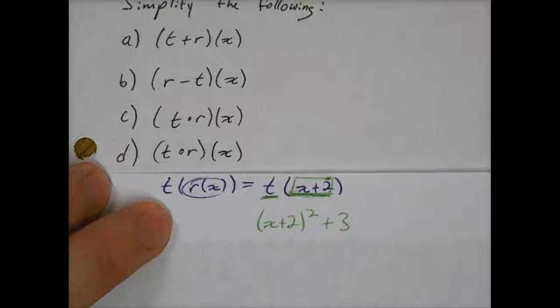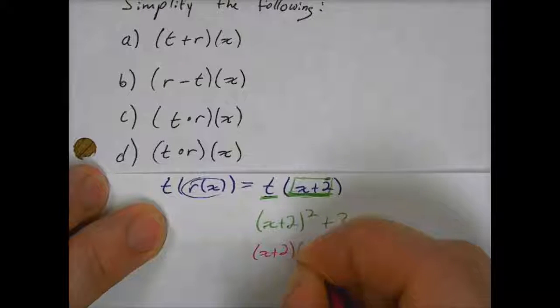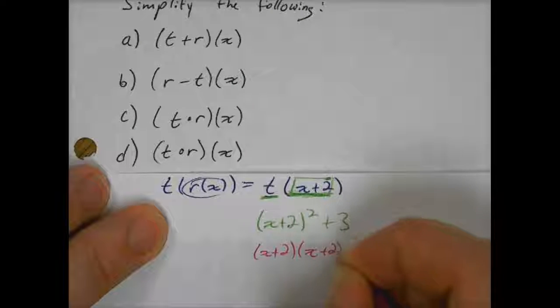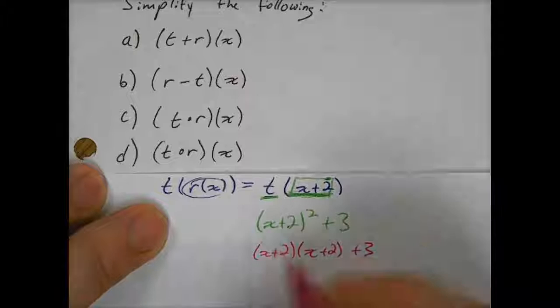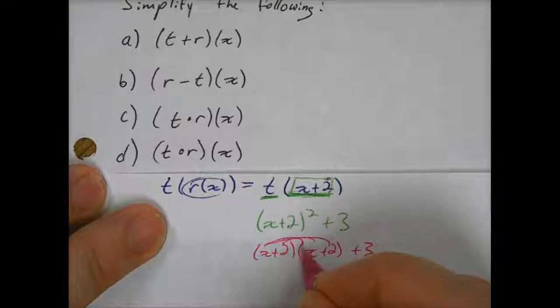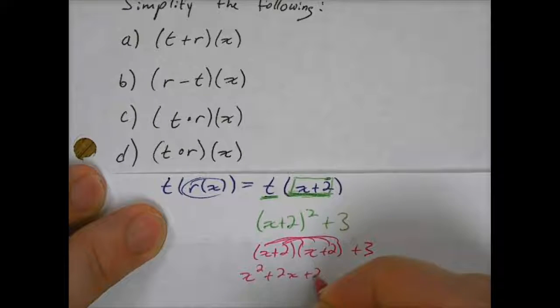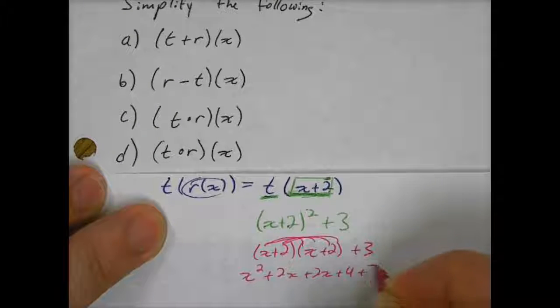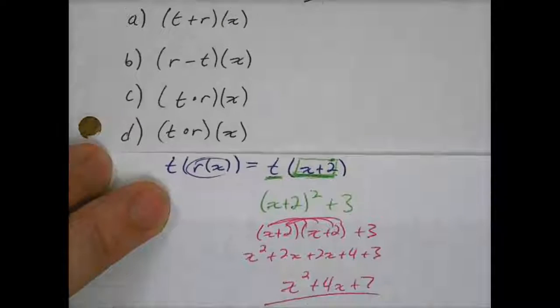All right, so then when you're working this one out, don't forget, please, that x plus 2 squared means that you need to multiply x plus 2 by itself twice. That's what the exponent is. So you need to distribute. So you have x squared plus 2x plus 2x plus 4 plus 3. So this will come out as x squared plus 4x plus 7 when you combine like terms.